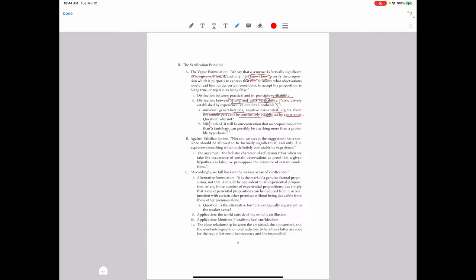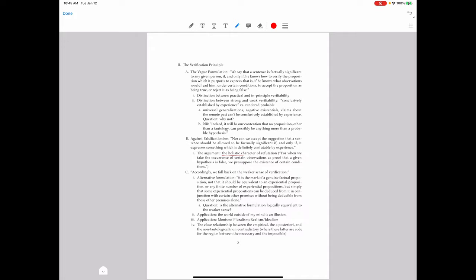Indeed, it will be our contention that no proposition other than astrology can possibly be anything more than a probable hypothesis. So you better not go for the stronger, conclusively established by experience form of the principle, because otherwise hardly anything will turn out to be cognitively significant or factually significant. Then he considers falsificationism. Nor can we accept the suggestion that a sentence should be allowed to be factually significant if and only if it expresses something which is definitely confutable by experience.